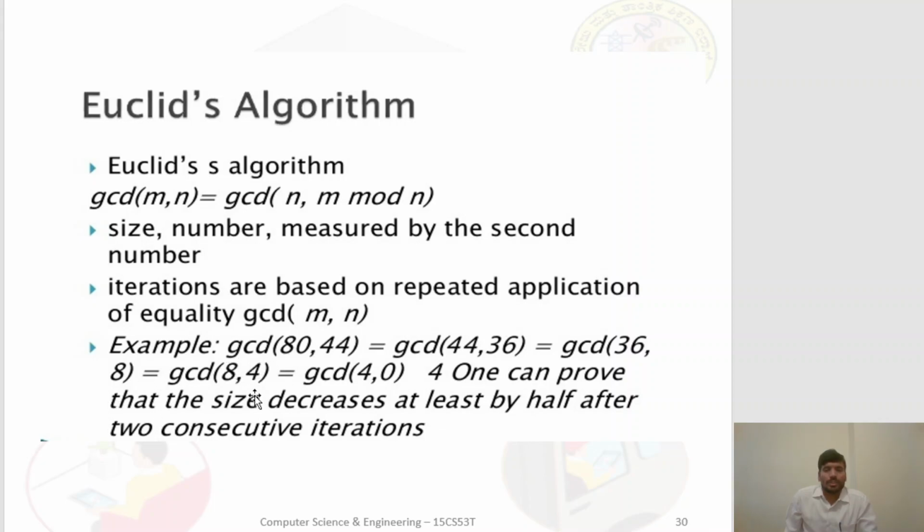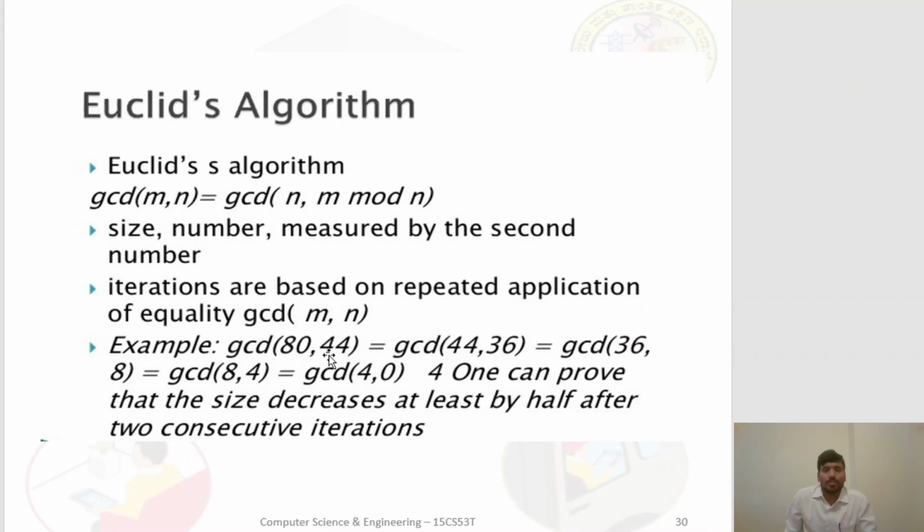So GCD of 80 and 44. I want to find out the GCD of 80 and 44. So after repeated application of this formula, that is GCD of n comma m mod n, what we get in the second iteration, GCD of 44 and 36.